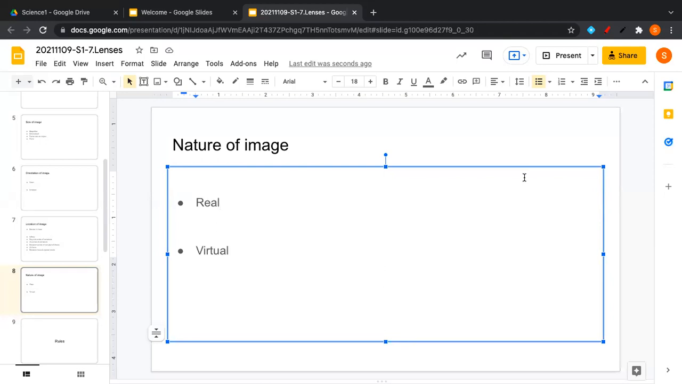They can be collected on screens. Correct. And virtual images cannot be collected on screens. That is fine. But how are the real images formed, and how is this method different from virtual images? Do you remember? What happens is the light rays actually intersect each other. The rays of light actually intersect each other, and the image is formed at the point of intersection.